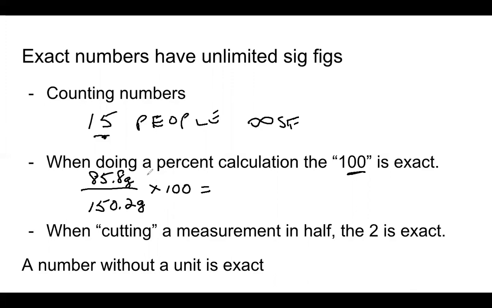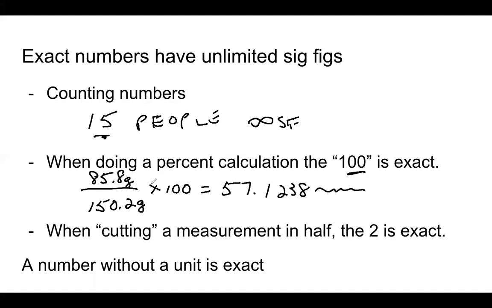So now we do the whole thing on our calculator, right? Get a bunch of digits. So 85.8 divided by 150.2 times 100 equals. My calculator tells me 57.1238.